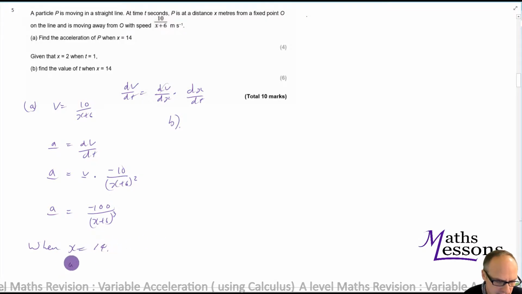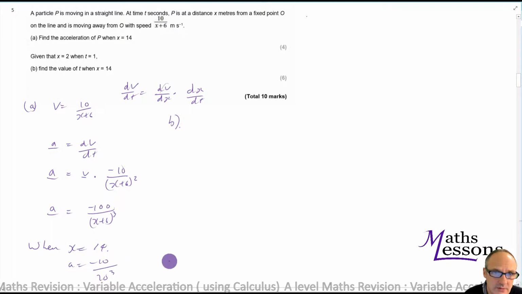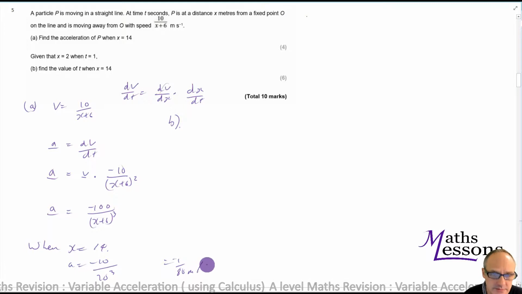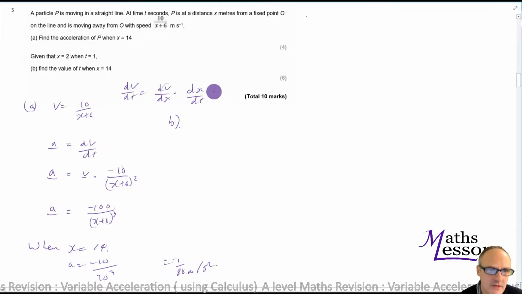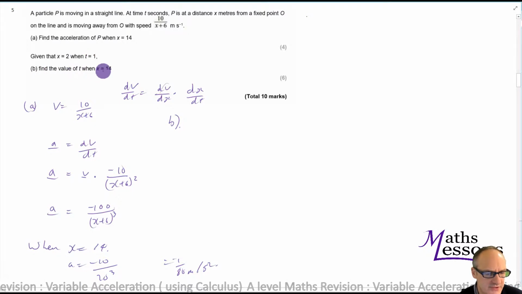So we're going to get a is equal to minus 10 over 20 cubed, which comes out to be minus 1 over 80 meters per second squared. Part B. Given x equals 2 and t equals 1, find the value of t when x equals 14.